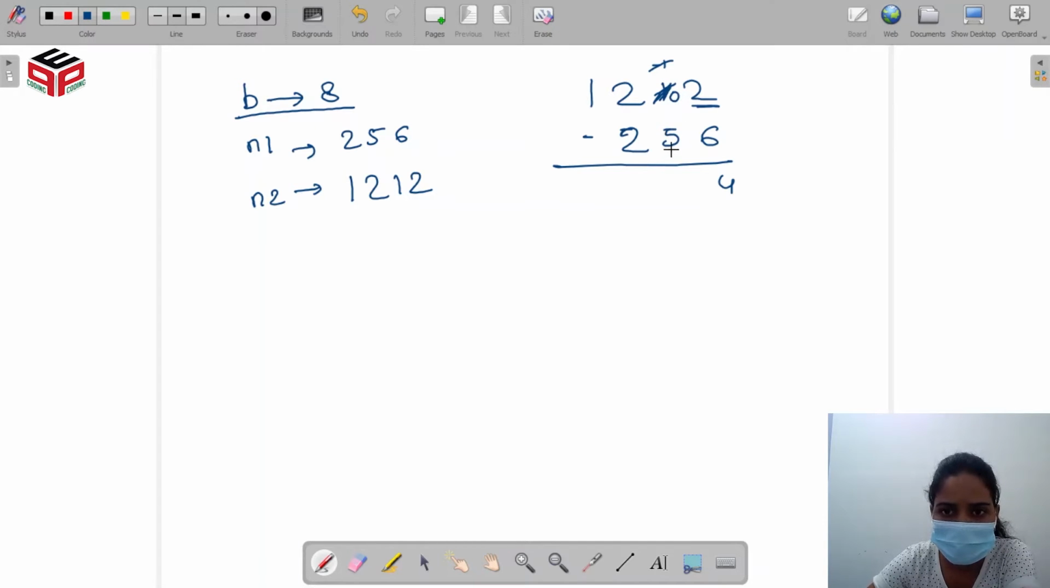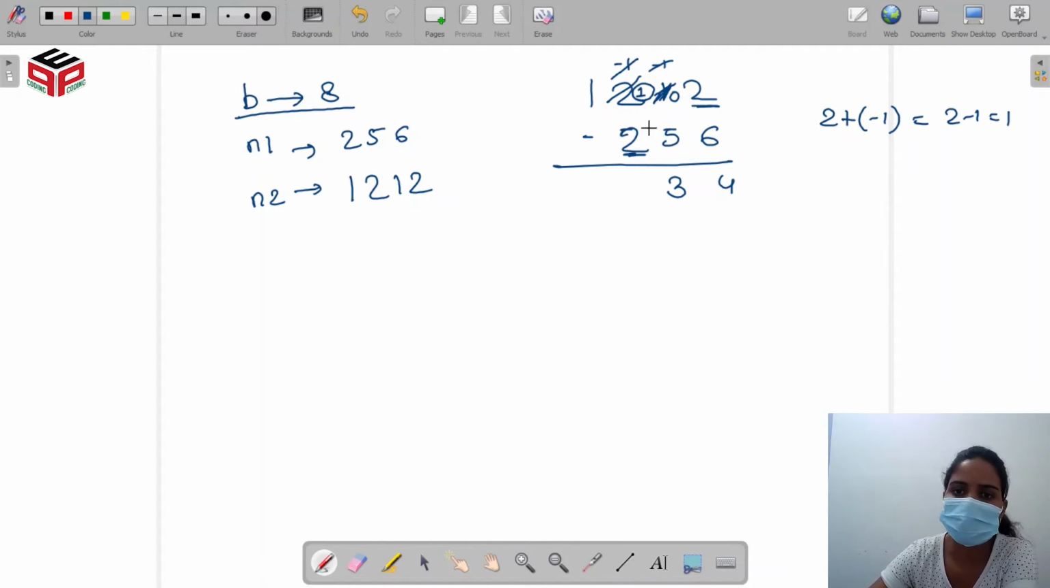Is this 0 able to tackle this 5? No, this 0 is not able to tackle this 5. So again I have to give a carry of -1 to the previous digit and add the base to this 0. Base is 8, so 0 plus 8 gives me 8. 8 minus 5 gives me 3. Fine. Now 2 plus -1 gives me 2 minus 1, that is 1. It becomes 1.